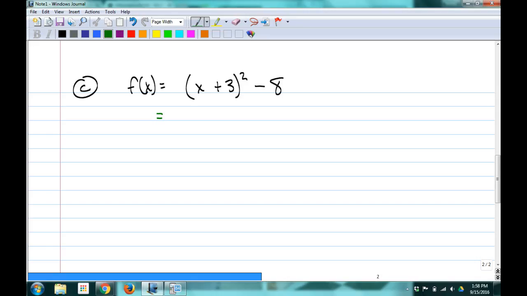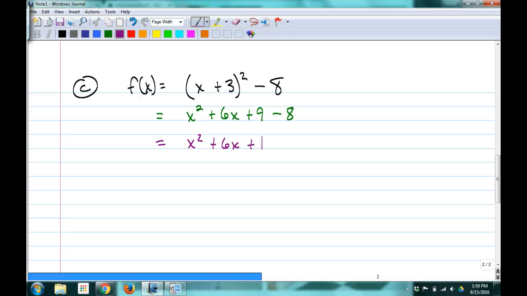X squared plus 6x plus 9, and then a minus 8. That's right. Good job, Kate. You must have had a good algebra 1 teacher. I sure did. Yeah. All right, and then combine like terms.